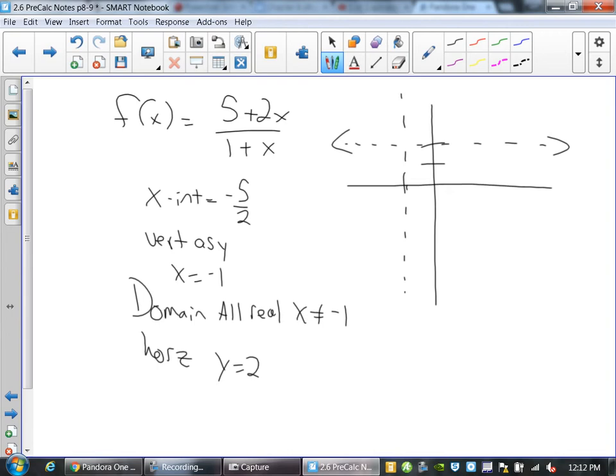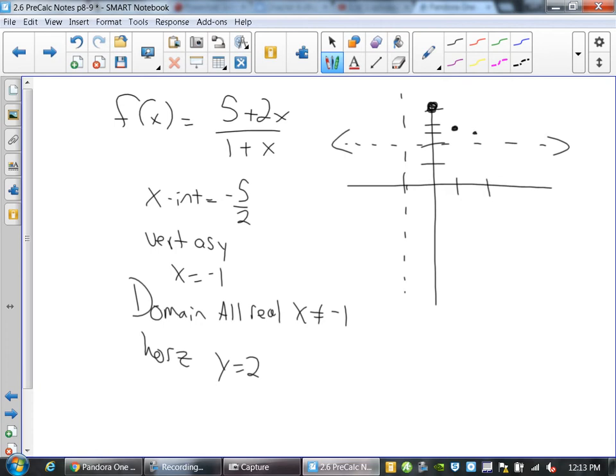We have that, and then it's just a matter of picking some spots. Use 0. At 0, it's 5. Are we okay with that? At 0, it's at 5. At 1, you get 7 over 2, so that would be 3 halves? Yes. Let's check 2. At 2, you get 9 over 3, so it would be 3.